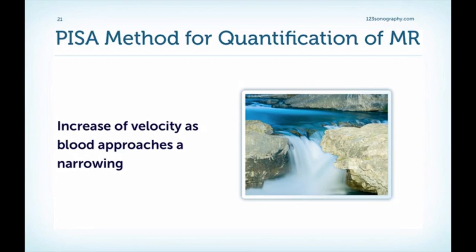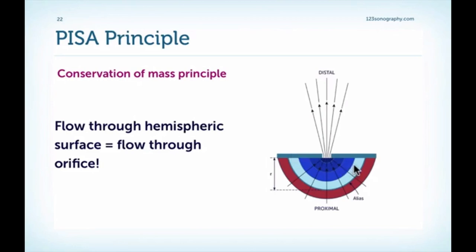Remember, we have an increase of velocity as the blood flow approaches a narrowing. We also have an increase as the blood flows to a regurgitant orifice. This shows exactly what happens at a regurgitant orifice. We have concentric shells of velocity as they approach this hole. We know the velocity at the outer limit of this hemispheric shell because we know the aliasing velocity, and we can measure the radius of this hemisphere. With this information it is possible to calculate the volume that passes through the regurgitant orifice.